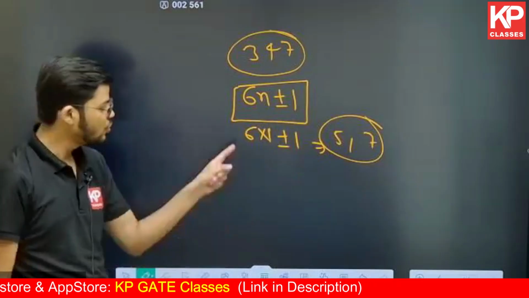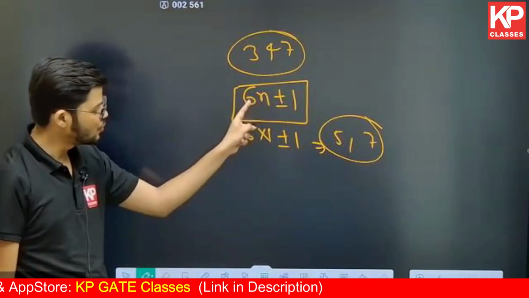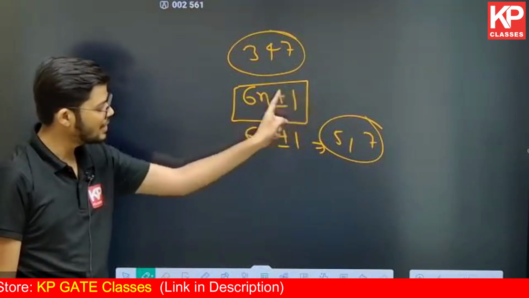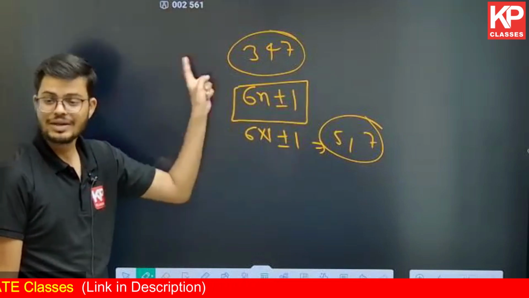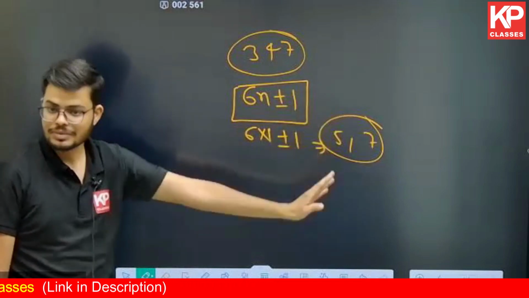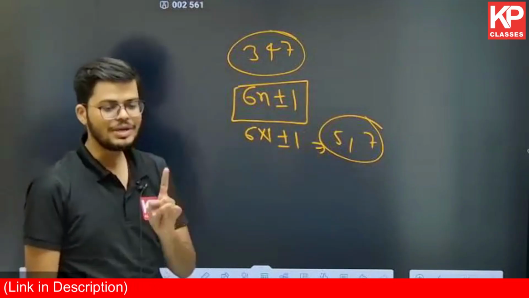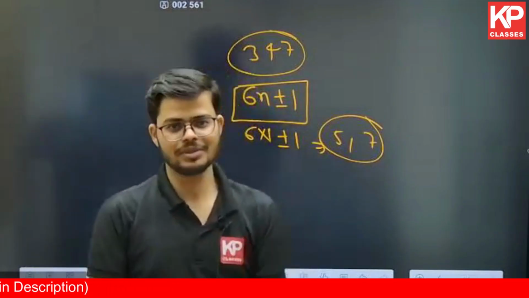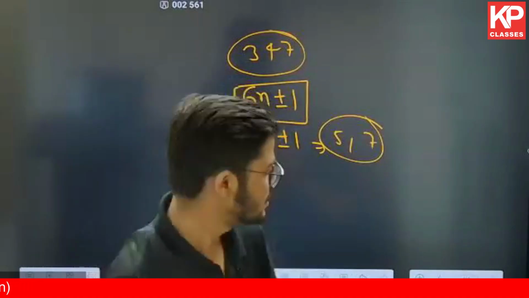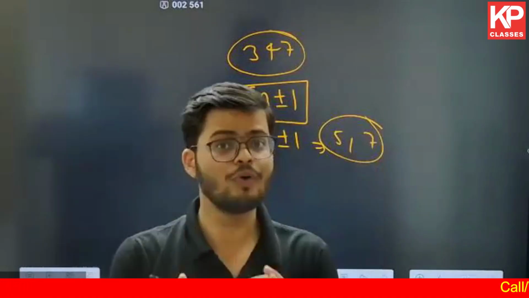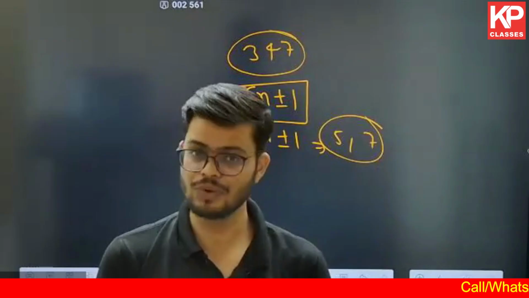Now, for an example, if I take 2 here, it will be 6 into 2, 12. 12 plus 1, 13. 12 minus 1, 11. So 11 and 13 both are prime numbers. So the outcome here is that all the prime numbers will be following this 6n plus minus 1 rule.